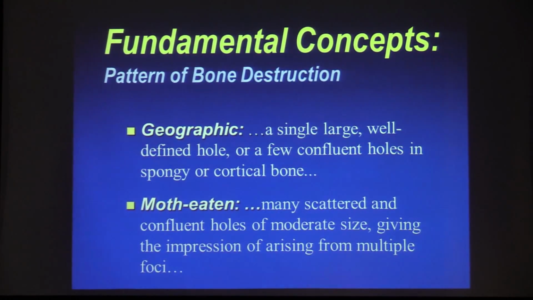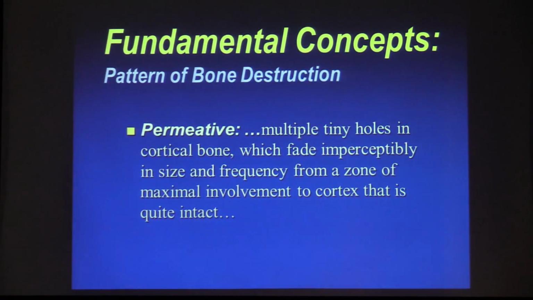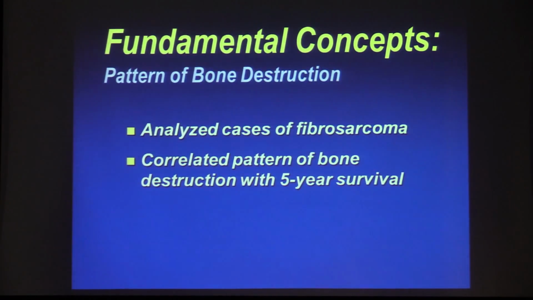He said it could be moth-eaten, giving the appearance of many scattered and confluent holes of moderate size, giving the impression of arising from multiple foci. And finally, it could be permeative: tiny multiple holes in cortical bone which fade imperceptibly from an area that looks like it's maximally involved to one where the cortex looks quite normal or intact.